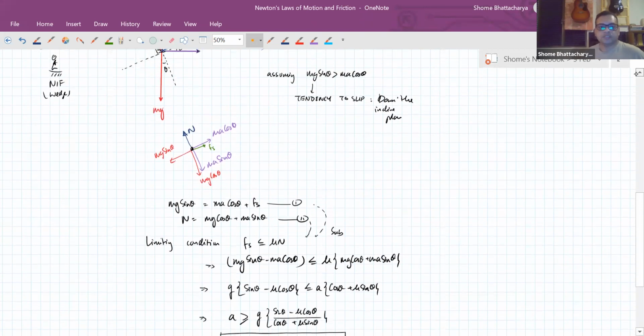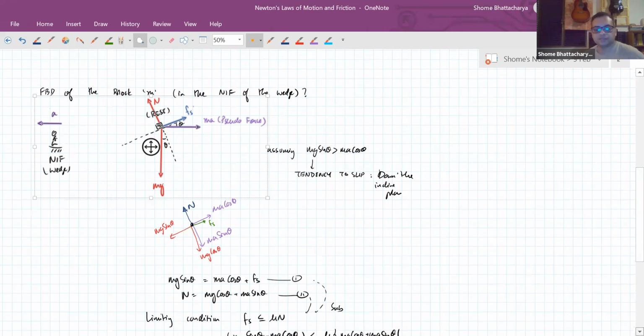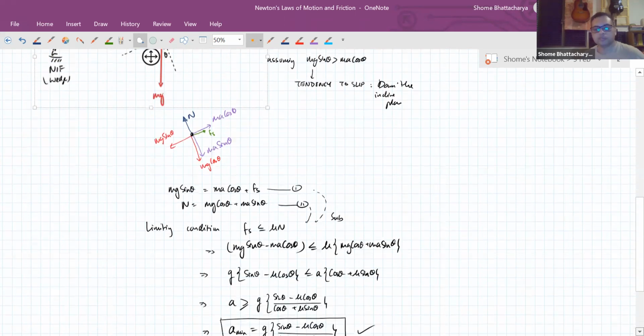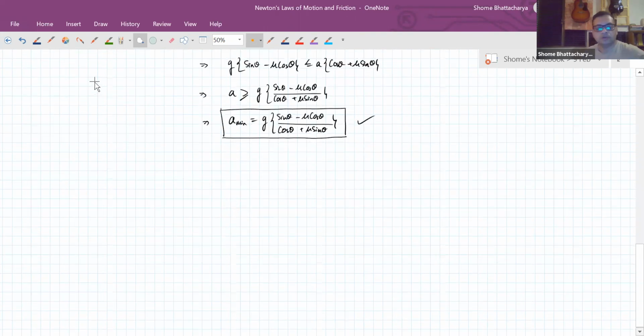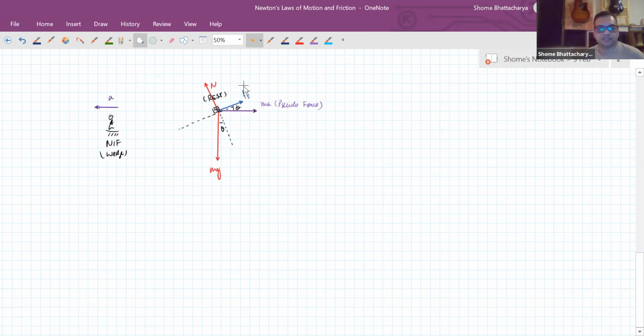Okay, now coming back to the same situation. Now we will look at the free body diagram under the condition that this time the pseudo force's cos component exceeds the weight's sine component. So basically what we are saying is that the acceleration of the system in the ground frame is so much that in the non-inertial frame, the block has actually got a tendency to slip up the inclined plane. So in that case, static friction will have to work in such a way that it opposes the tendency to slip up the inclined plane rather than opposing the tendency to slip down the inclined plane.